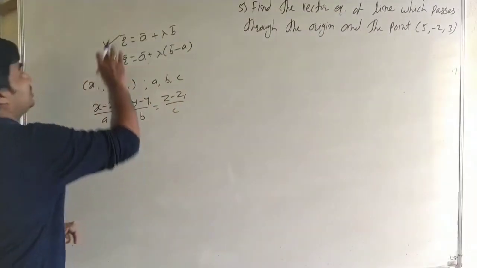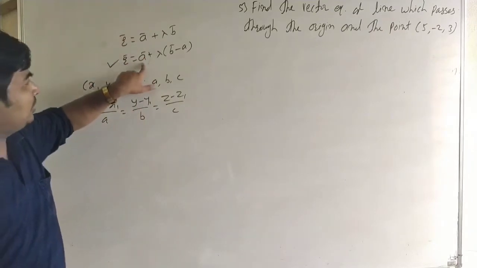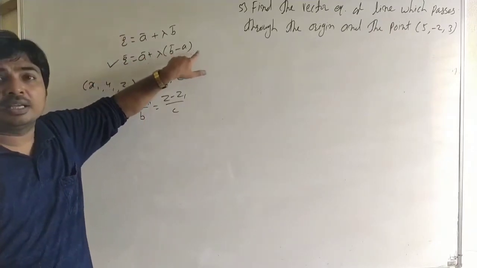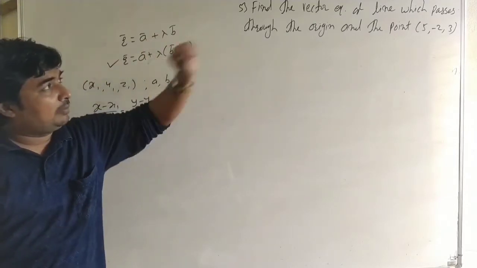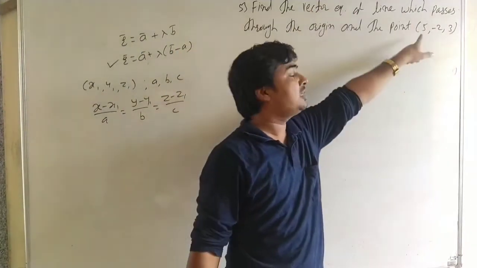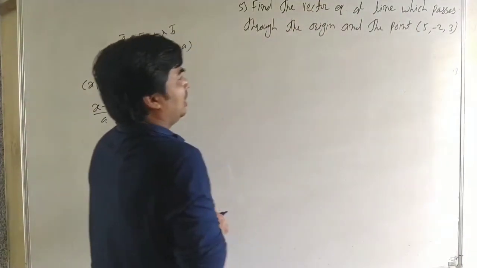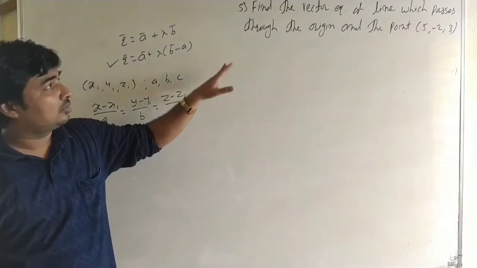That means we use this equation: r bar is equal to a bar plus lambda into b bar minus a bar. That means the line passes through points A and B. Here A is (0, 0, 0) and B is the other point. Now we can find the position vector of both points.